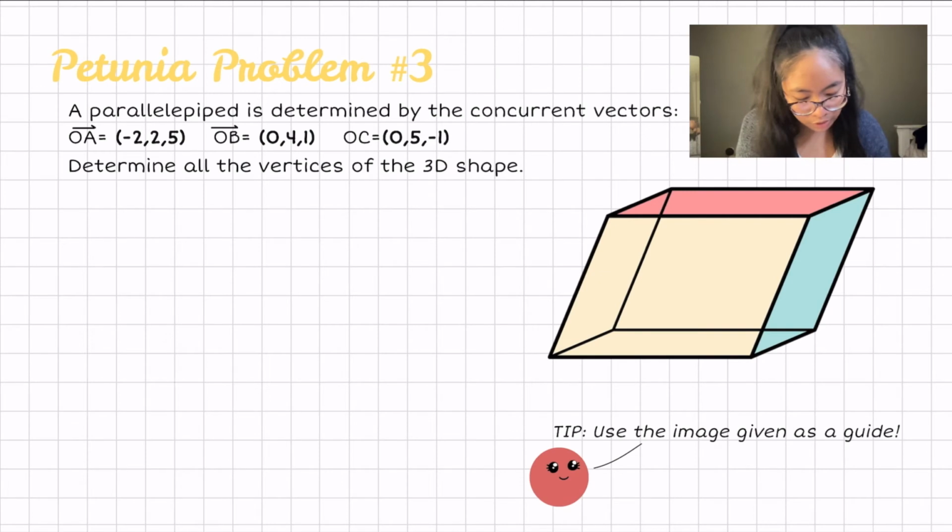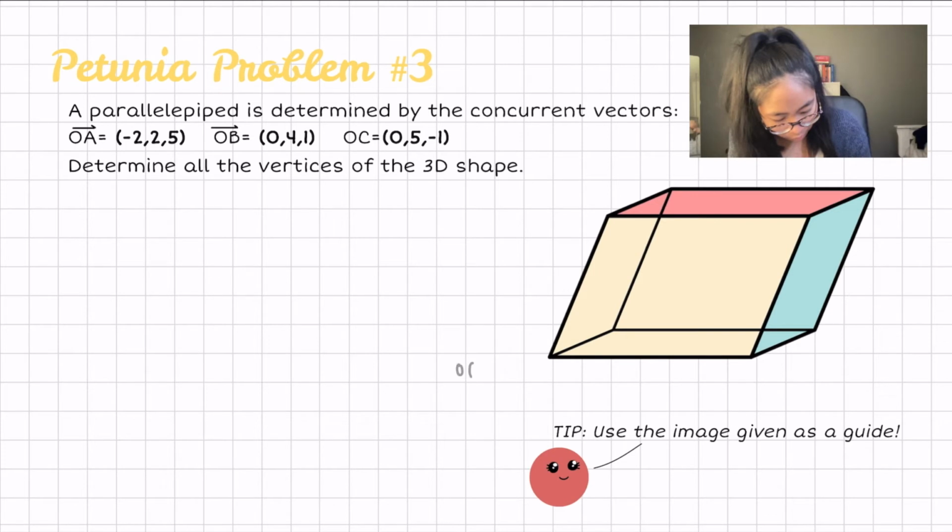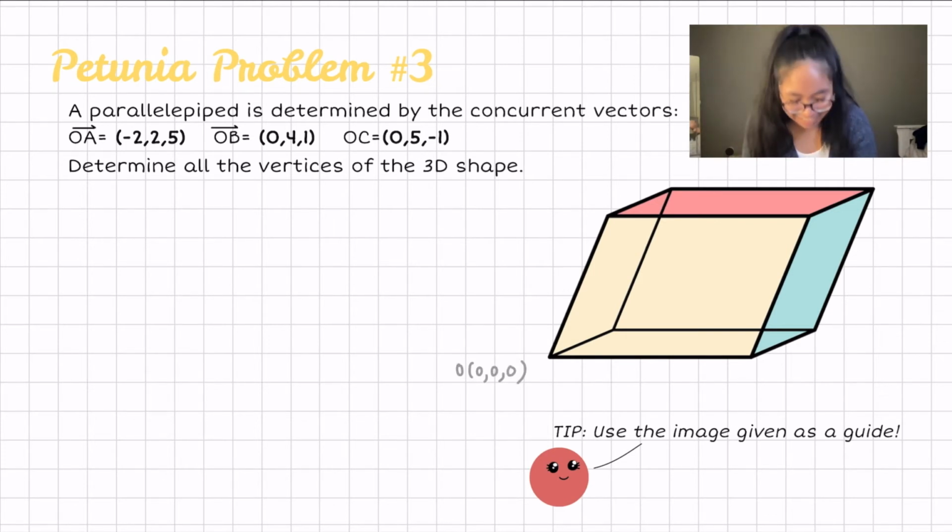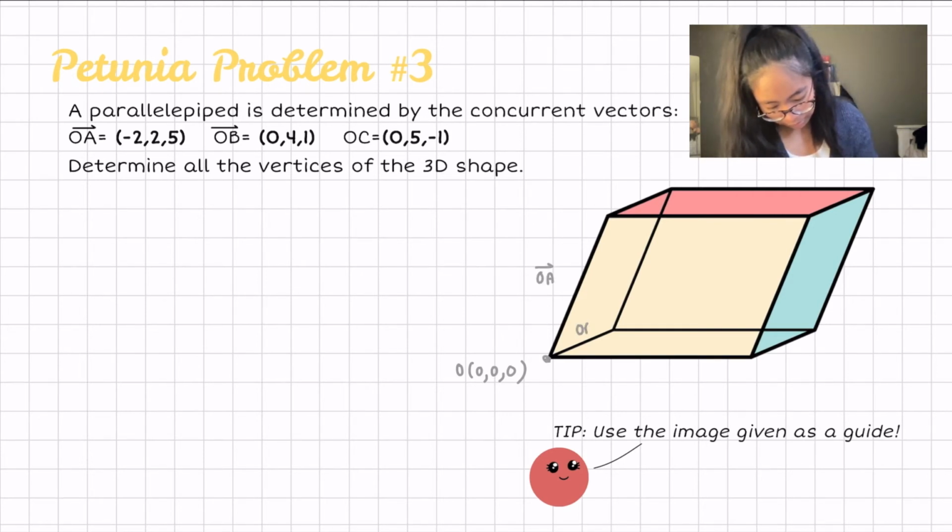Okay, now we're going to go on to our last problem. So a parallelepiped is determined by these following concurrent vectors. Remember that concurrent means they meet at one point. In this case, it is the origin. Now, we're going to use the image because it would be helpful as a guide, even though it's not graphed properly, like the points. We're just going to use it so we can conceptualize what's happening here. And I'm just going to label vector OA right here, OB here, and OC, and you're going to see why.